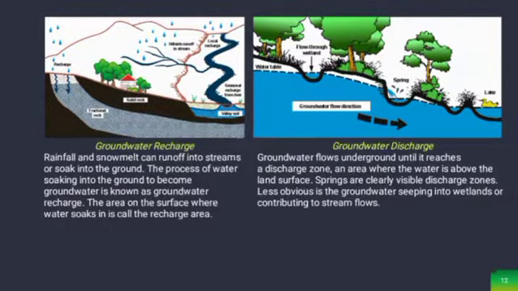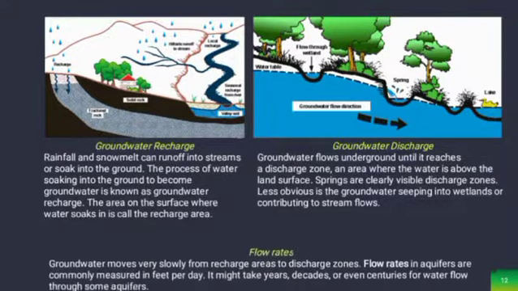So groundwater discharge flows underground until it reaches a discharge zone, an area where the water is above the land surface. Springs are clearly visible discharge zones. Less obvious is the groundwater seeping into the wetlands or contributing to stream flows.